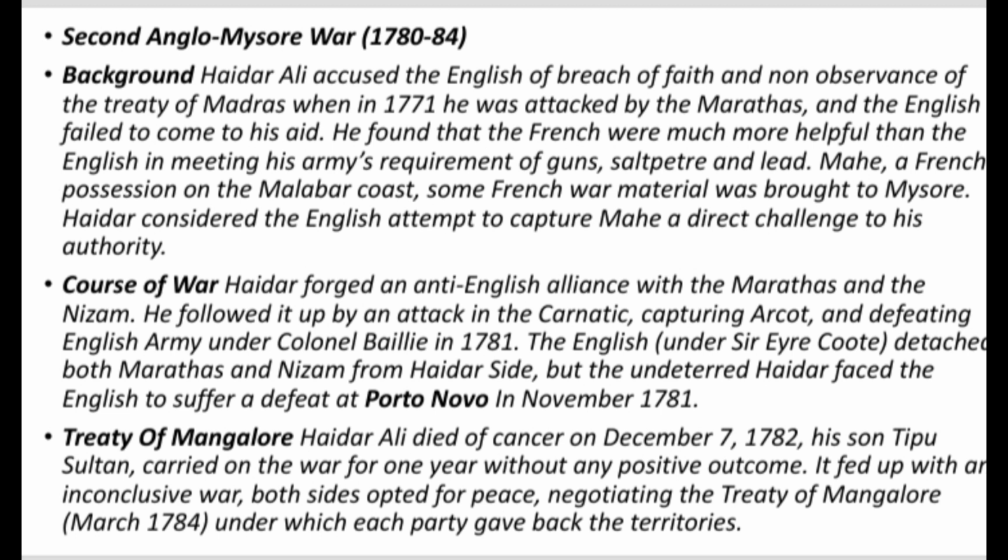Fed up with an inconclusive war, both sides opted for peace, negotiating the Treaty of Mangalore in March 1784, under which each party gave back the territories it had taken from the other.